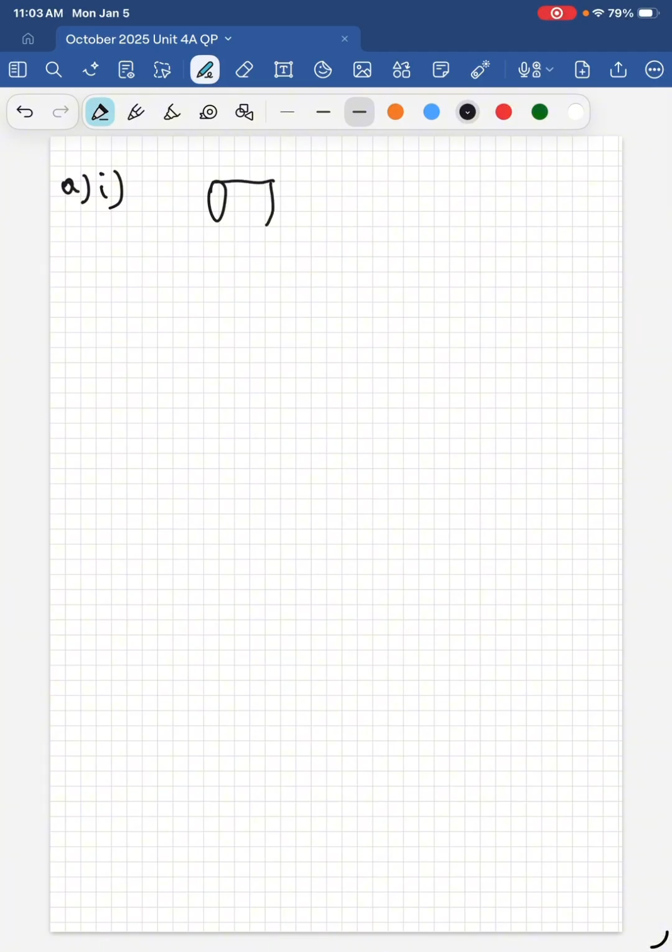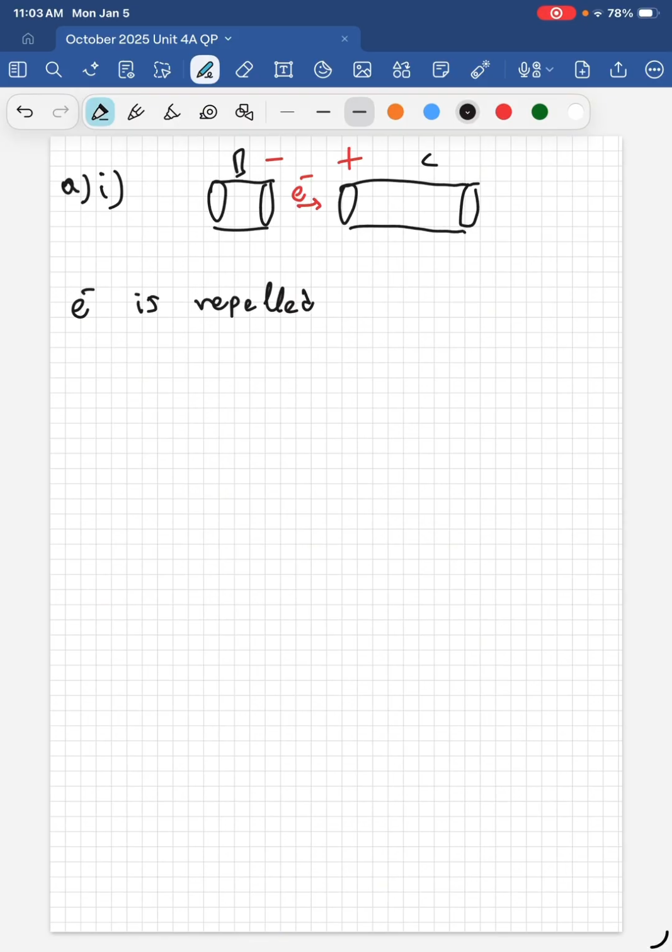So this is tube B, I guess. And this is tube C, is a little bit longer, okay? So the polarity is minus and plus, and we have an electron moving in this direction, okay? And the explanation is that the electron is repelled from B and attracted towards C, okay? Therefore, it accelerates.